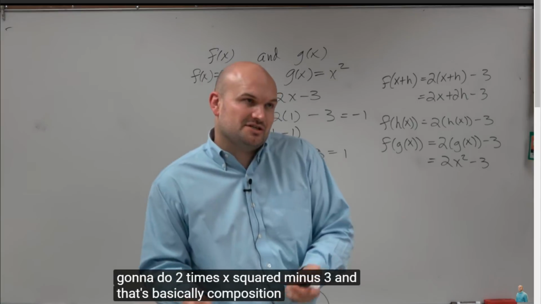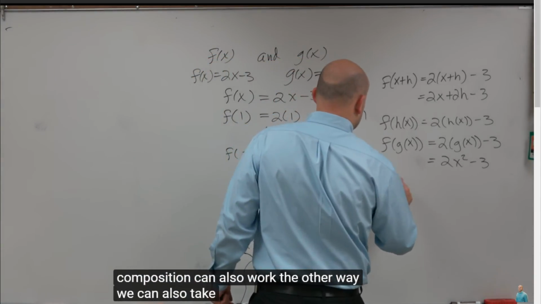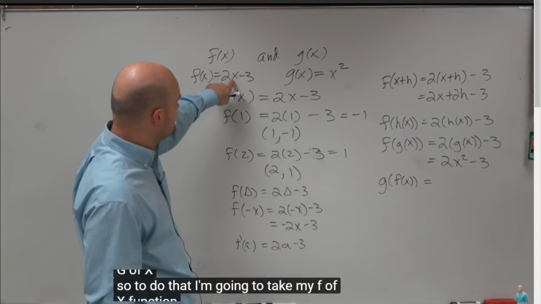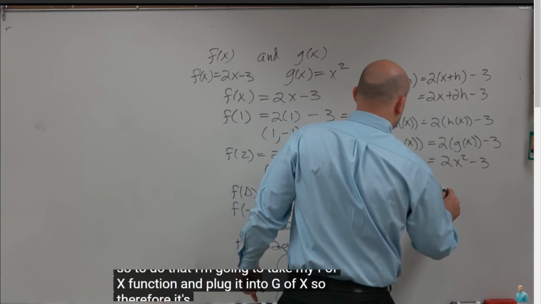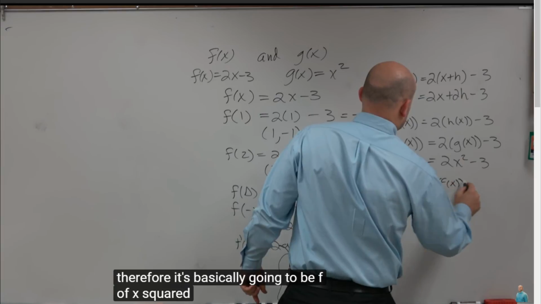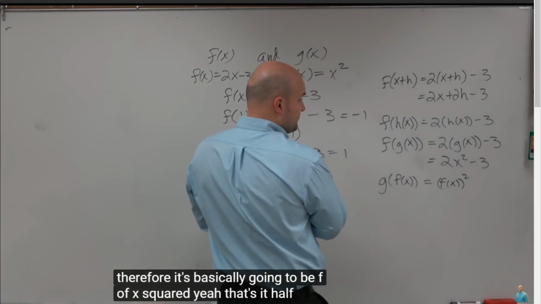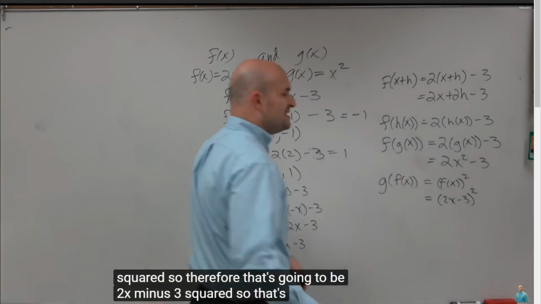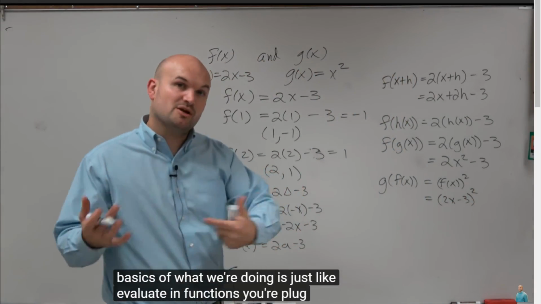And that's basically composition. Now composition can also work the other way. We can also take f of x and plug it into g of x. So I'm going to take my f of x function and plug it into g of x. So it's basically going to be f of x squared, so that's going to be 2x minus 3 squared. That's really the basics of what we're doing. It's just like evaluating functions. You're plugging one function into the other.